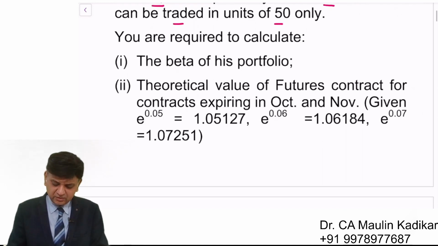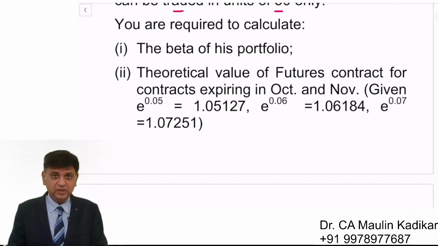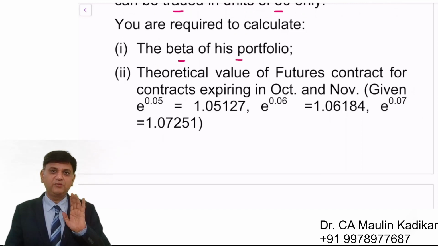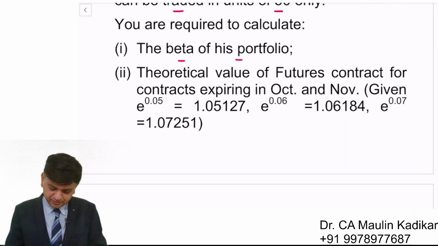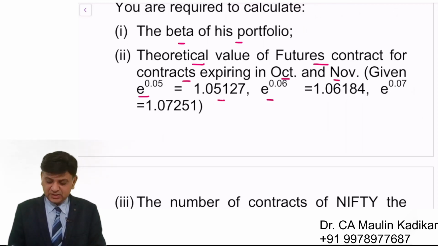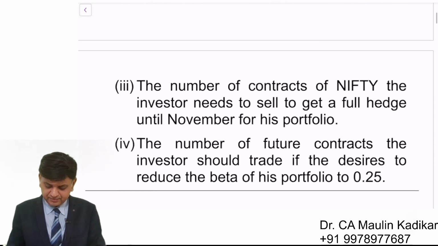You are required to calculate, the first is beta of his portfolio. We know that the beta is computed as a simple weighted average, that is required to be found in the first question. Second, the theoretical value of the futures contract for the contracts expiring in October and November. E raised to 0.05 value is given. E raised to 0.06 value is given.